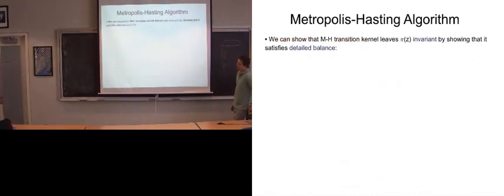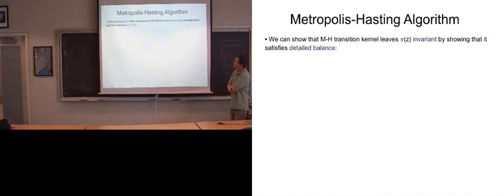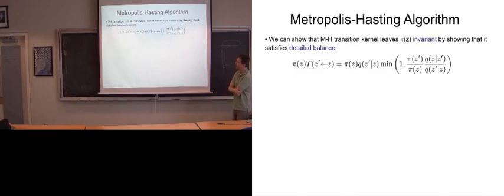Now, it turns out that you can show that the MH transition kernel, this is the kernel defined by MH, leaves pi z invariant, and you can show it by showing that it actually satisfies detailed balance. Right? This is one idea where you're designing a transition operator that leaves your pi invariant. And you can prove that it satisfies detailed balance. If you can prove that it satisfies detailed balance, that's it. It leaves the distribution invariant. That's what you want.